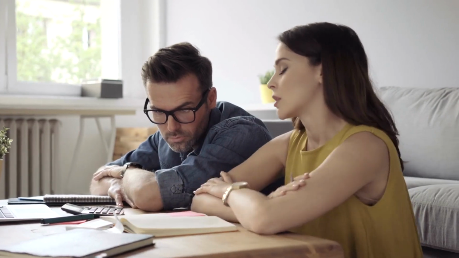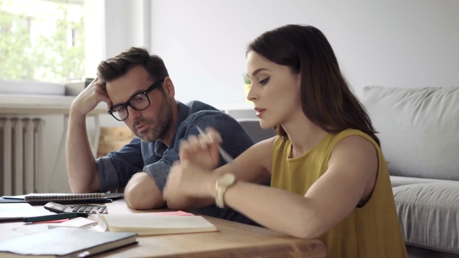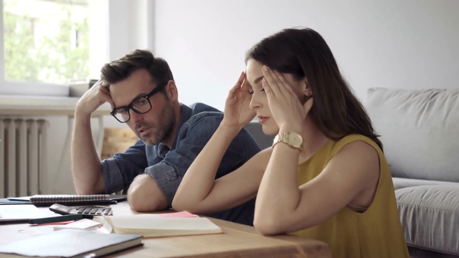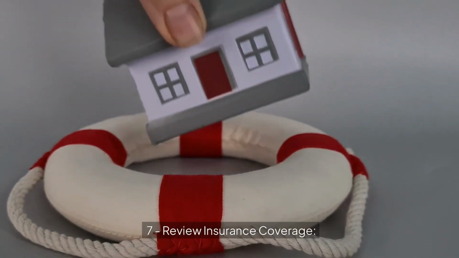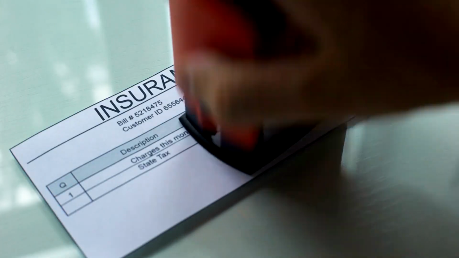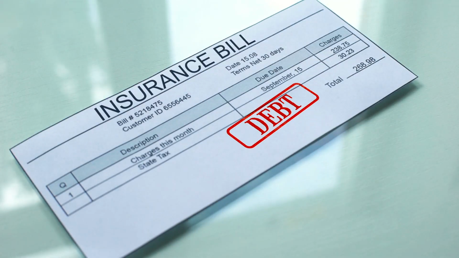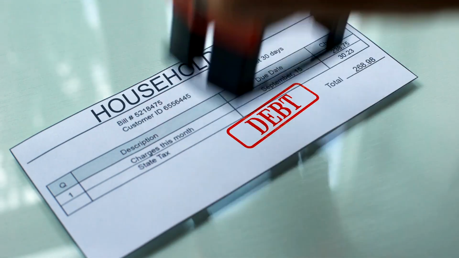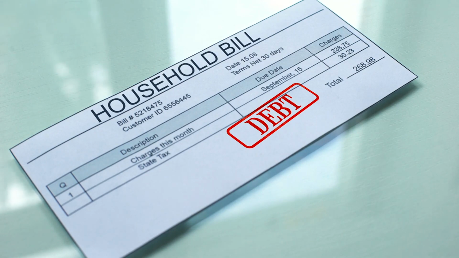6. Consider joint debts. If the decedent had joint debts with a spouse or co-signer, determine the extent of liability for each party and how it affects the estate planning process. 7. Review insurance coverage. Evaluate any insurance policies held by the decedent that may cover specific debts, such as mortgage insurance or credit card protection plans. Determine whether these policies can be utilized to reduce the debt burden on the estate.